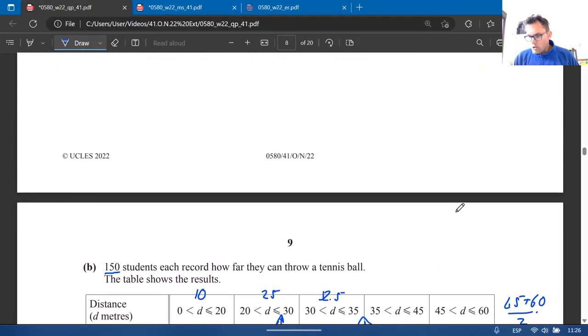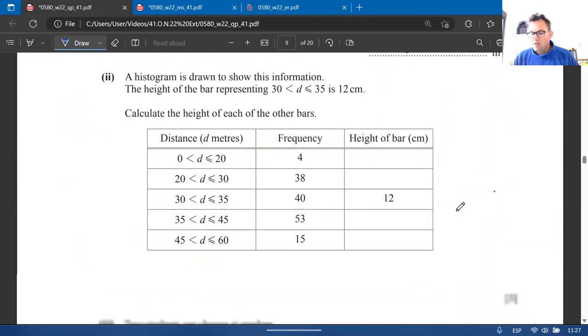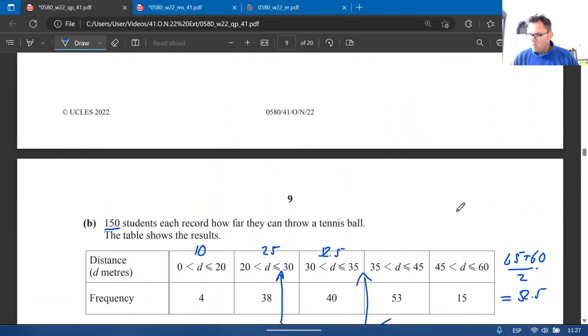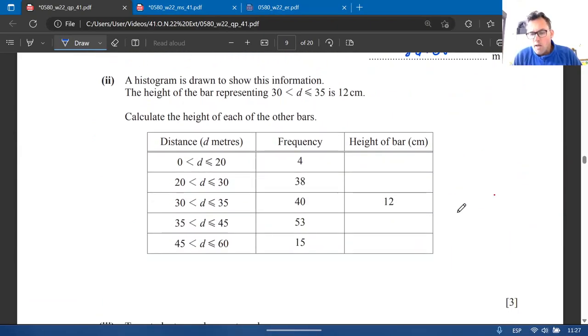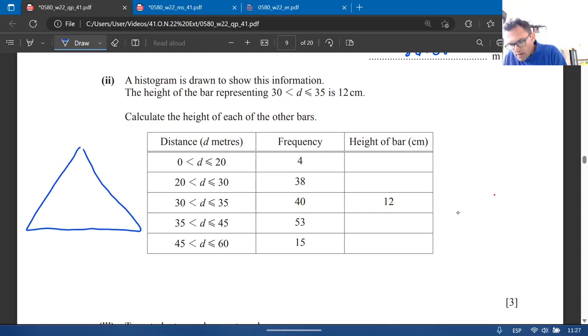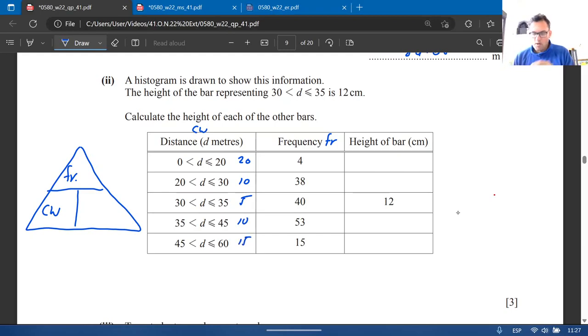On to question 5B, part 2. There we go. Right, histogram. The moment you see histogram, remember this formula, which we can put in the form of a triangle. The frequency, which I abbreviated FR, equals the class width, how wide these classes are. For example, this one is 20, this one is 10, this one is 5, this one is 10, and this one is 15. You know how wide it is, times the frequency density.